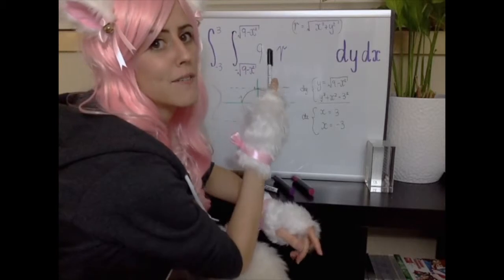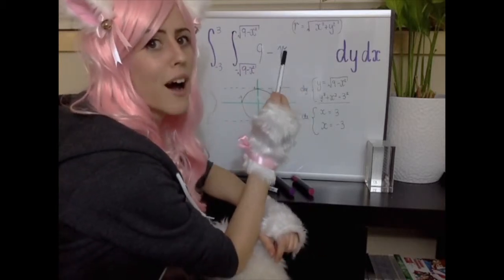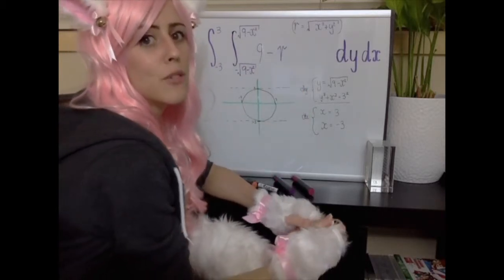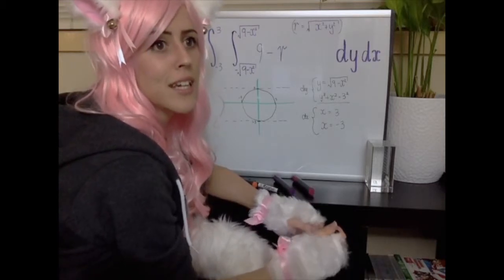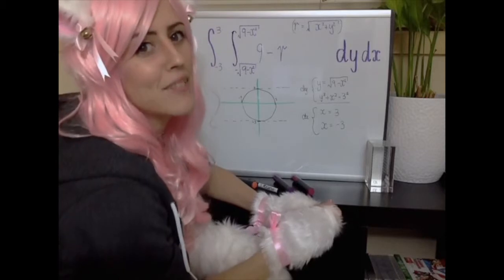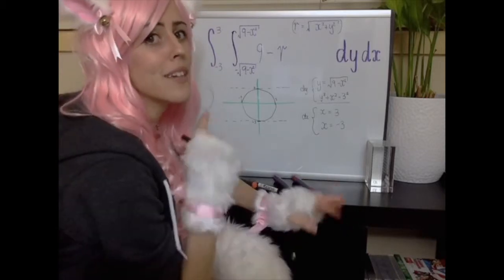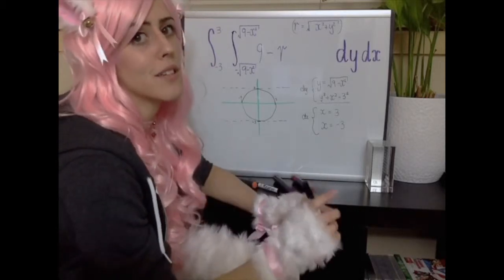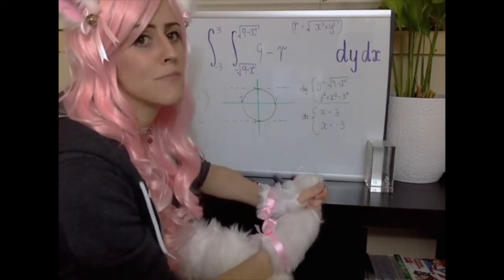We've already got our function expressed in terms of r, and if you want to integrate something in the polar coordinate system, you integrate with respect to r, then with respect to theta. That's the order that we're going to do.